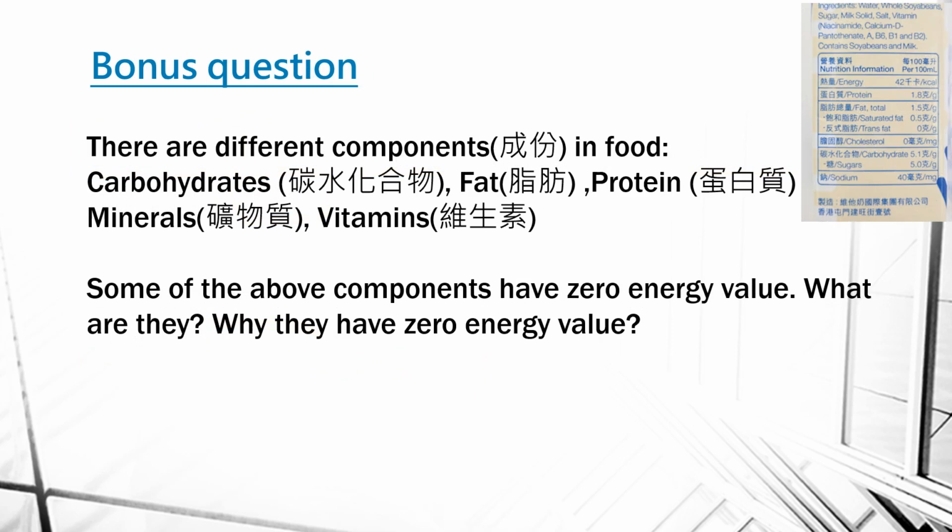Here will be the last part of this video. Now refer to the slide I showed previously. We have the food labeling in Hong Kong. In the food labeling, you know that there are different components in food such as protein, fat, and carbohydrates. Now some of them actually have zero energy value. Why do they have zero energy value? Some food components, which you learned about in primary school but are not shown in the food labeling, are such as minerals like calcium, and vitamins B6, B1, B2, etc.